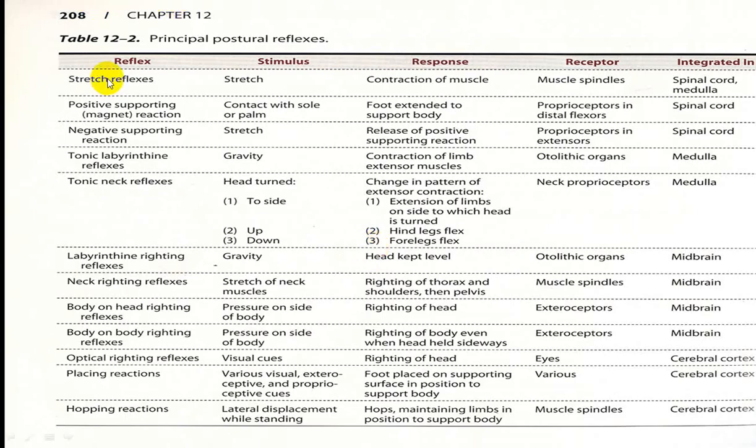So there are a lot of reflexes which are all mentioned here, whatever we have mentioned before. Stretch reflex, positive supportive reflex, negative supportive reaction, tonic reflex, tonic neck reflex, labyrinthine reflex, neck righting reflex, body on head, body on body, optical righting reflex, placing reaction, and hopping reaction. What are the stimulus, what is the response, which are the receptor, and which part of the nervous system is taking part in those reflexes is mentioned here. You can go through here at leisure time.